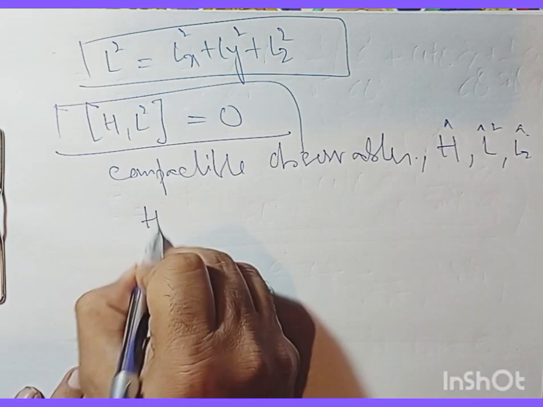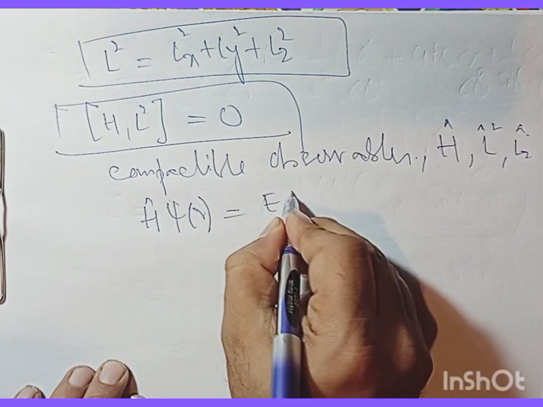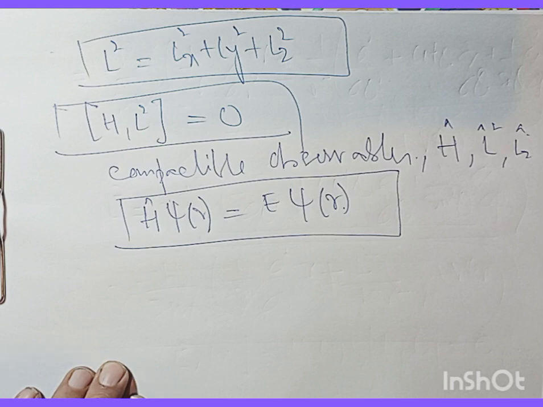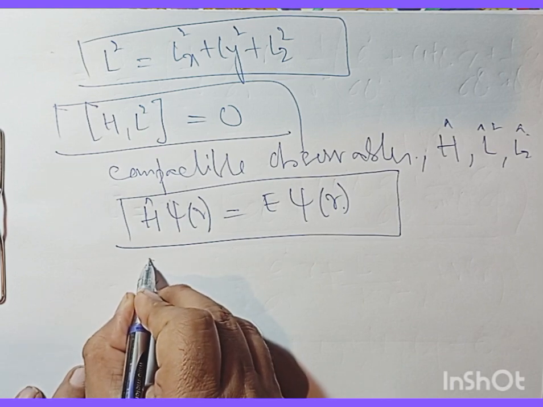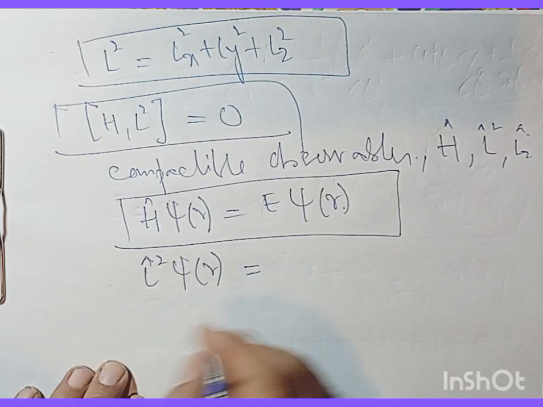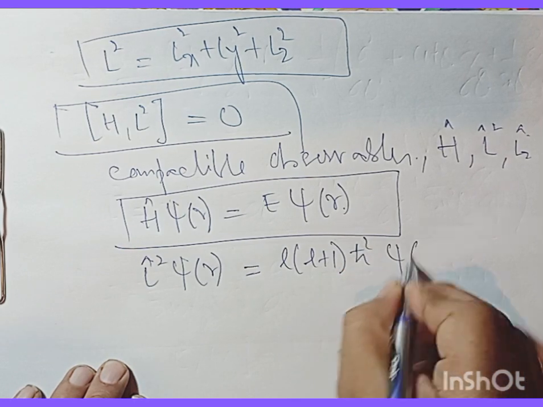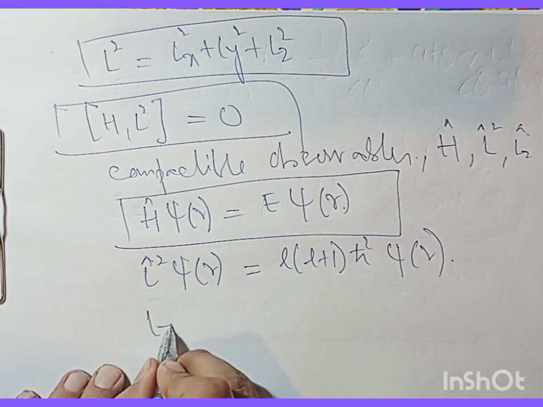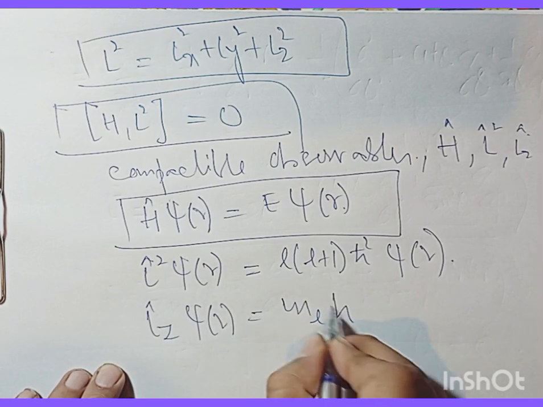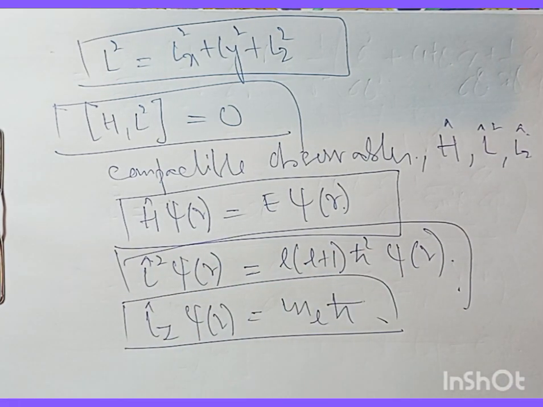If I operate this Hamiltonian on, say, psi of r, I will have E psi of r. This will be my first eigenvalue equation. Then I can have an eigenvalue equation for L square on psi of r, which we understand is L times L plus 1 h cross square psi of r. Finally, the Lz operator on psi of r is going to give us m_l h cross.